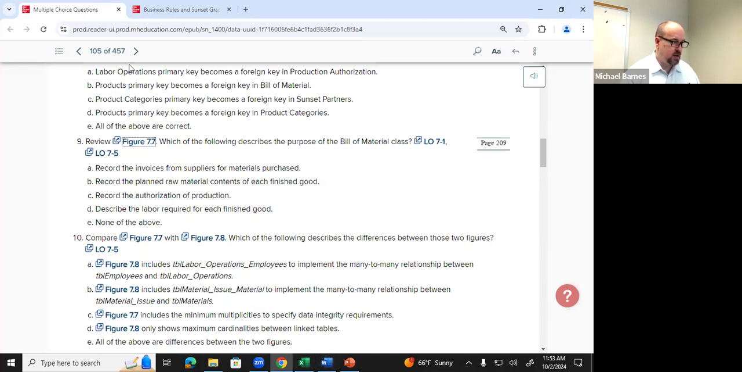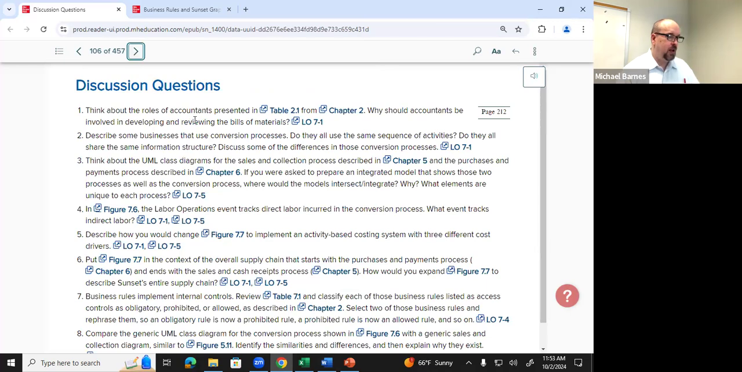All right, so next is going to be discussion question number 3. Think about UML class diagrams for sales and collection process described in chapter 5 and purchase and payments process in chapter 6. So our revenue process and our purchasing process, and want to know those UML diagrams, which I'm getting you to think about now because they will absolutely 100% be on the exam. If you were asked to prepare an integrated model that shows these two processes as well as a conversion process, where would the models intersect or integrate? Why and what elements are unique to each process?